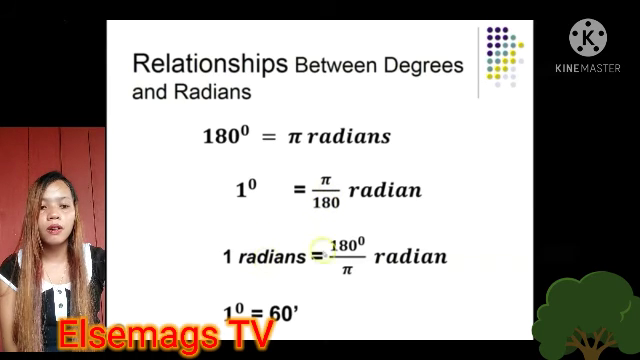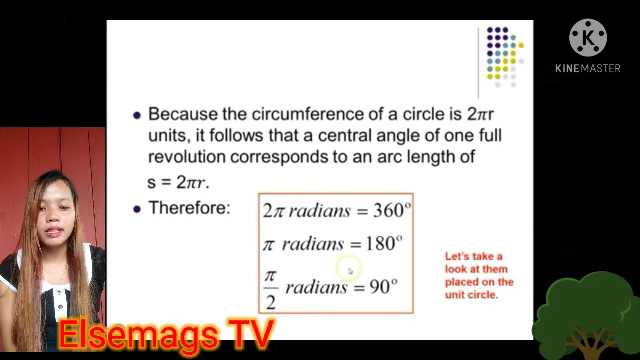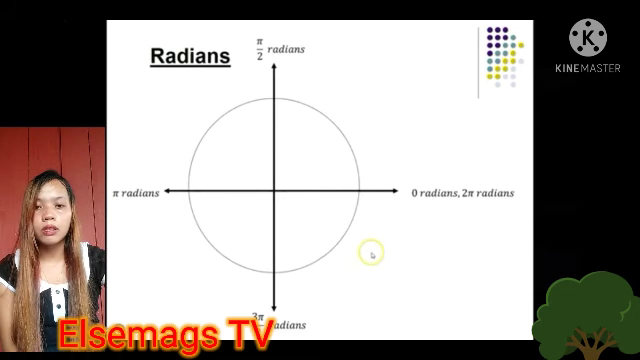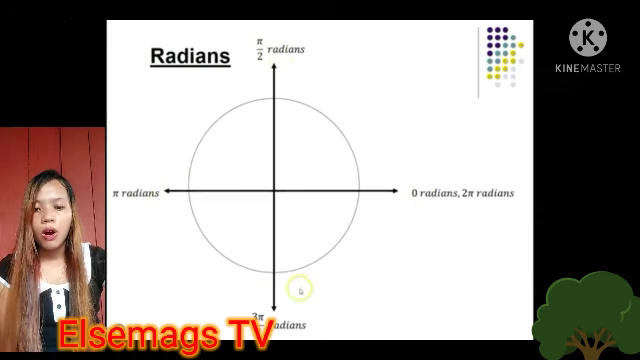Because the circumference of a circle is 2 pi r units, 2 pi equals 360 degrees, pi is equal to 180 degrees, and pi over 2 equals 90 degrees. So these are the special angles we need to remember. 0, pi over 2 is 90 degrees, pi is 180 degrees, and 270 degrees is equal to 3 pi over 2. Just remember that 90, 180, and 270 degrees are all divided by 2.